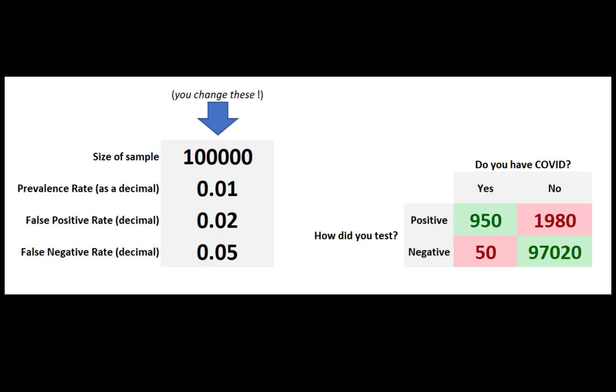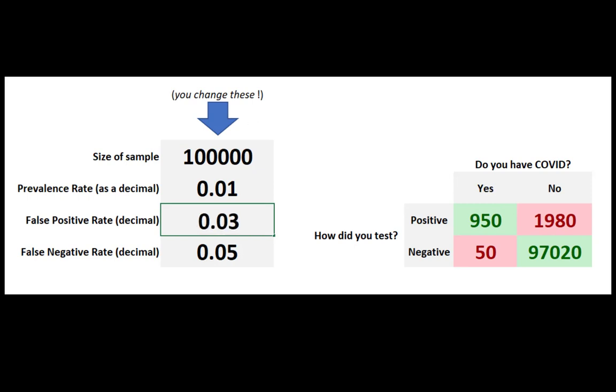Okay, we're going to update this for the home tests. Now, the home tests, we're still going to use the size of the sample, 100,000, the prevalence rate, 1%. Not going to change that. False positive rate, though, has to be the complement of the specificity. So the specificity is 97%, which means I got a 3% false positive rate. So I'm going to change this to 3%.